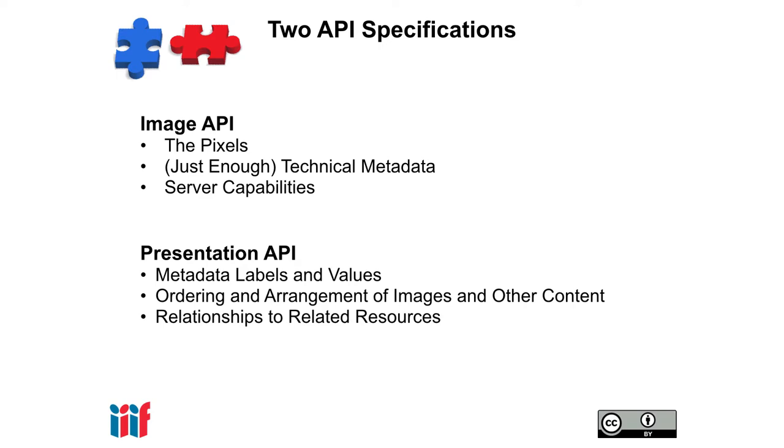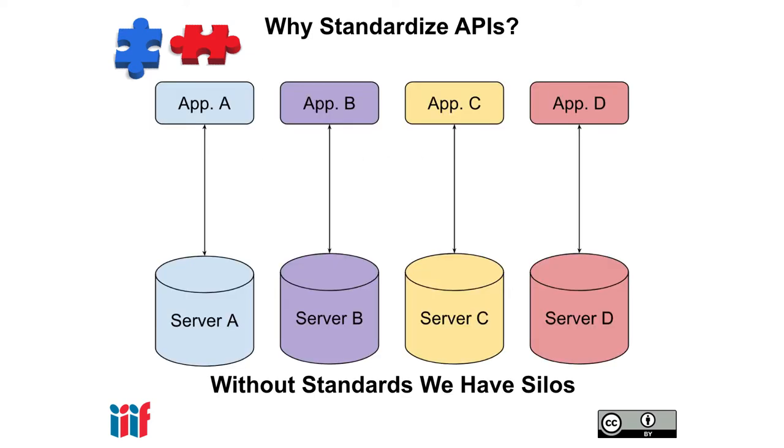Okay, so as you've heard already, there are two API specifications, one for getting at images and their metadata, and another about presenting images and related content. Before we go too far into those, I want to reiterate a point that Stu made, which is about why would we want to standardize APIs in the first place?